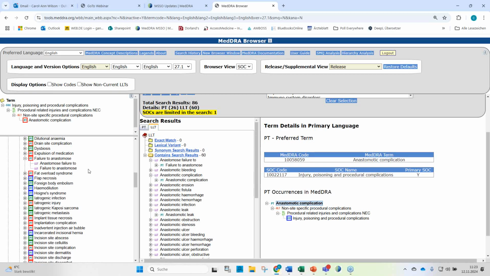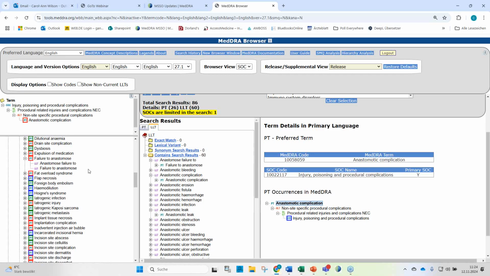Failure to anastomose. It's somehow a strange wording. It does not say that the anastomosis failed. It's a different wording. And when I first looked at it, I wasn't sure whether this is really appropriate for our verbatim.